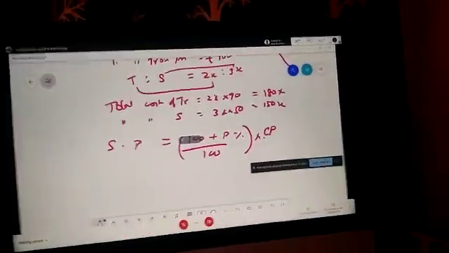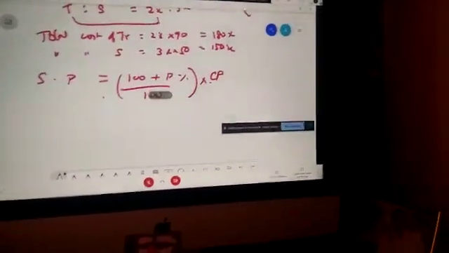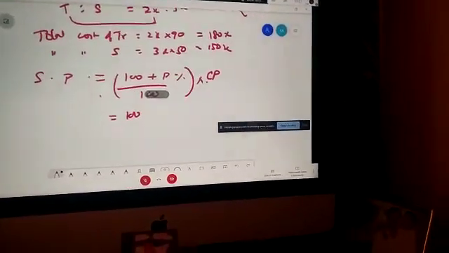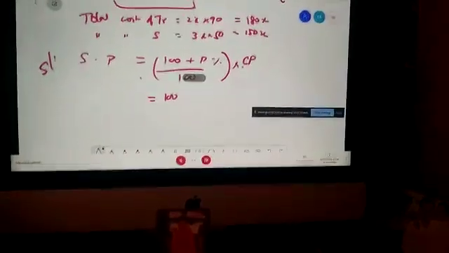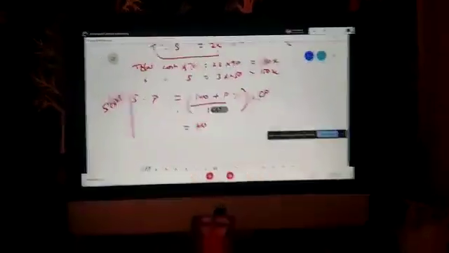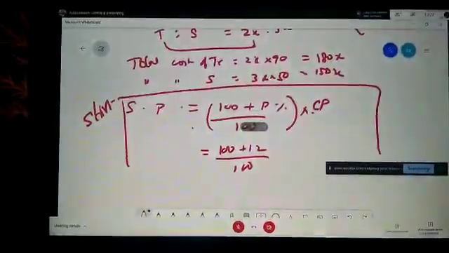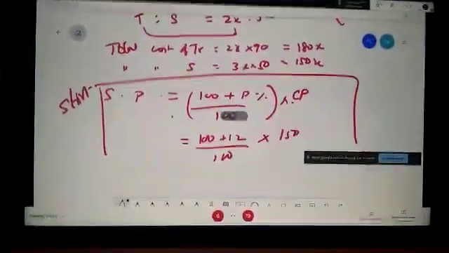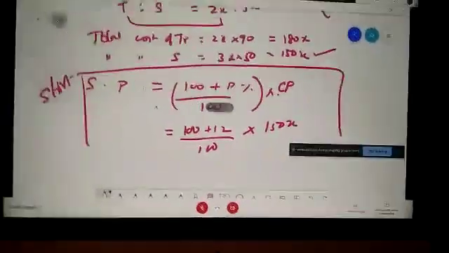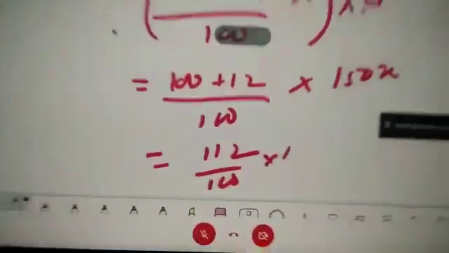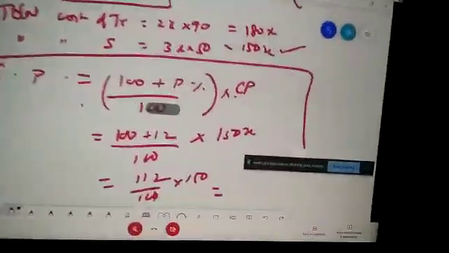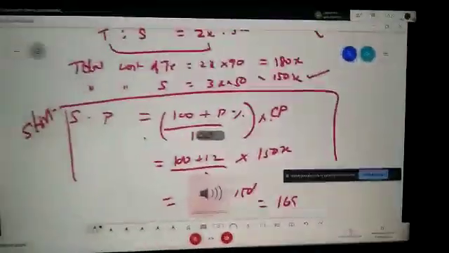You can follow. Okay, see here, first we will do it for the shirt. For shirt: 100 plus 12, divided by 100, into 150x, because the shirt cost is 150x. So 112 by 100 into 150, the zeros cancel, so 168x will come.